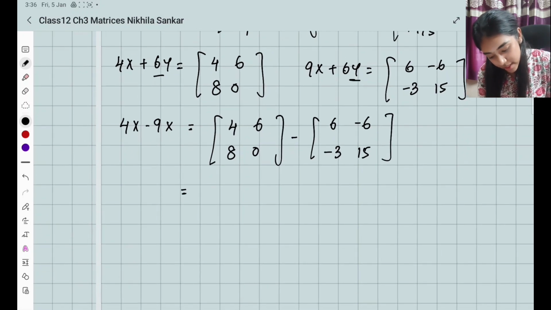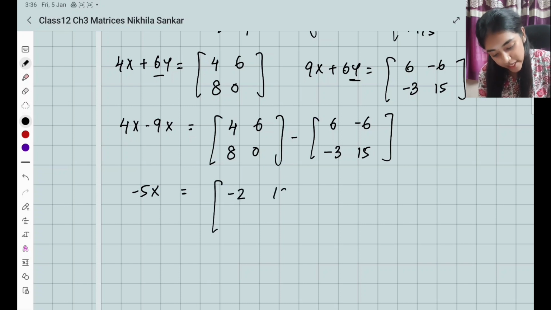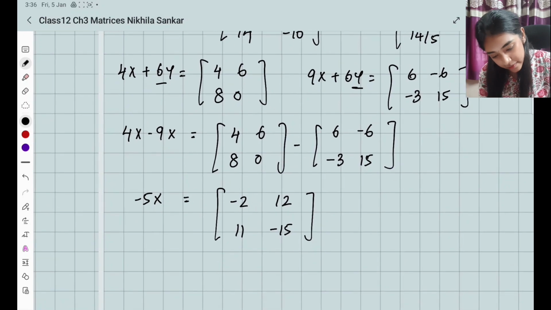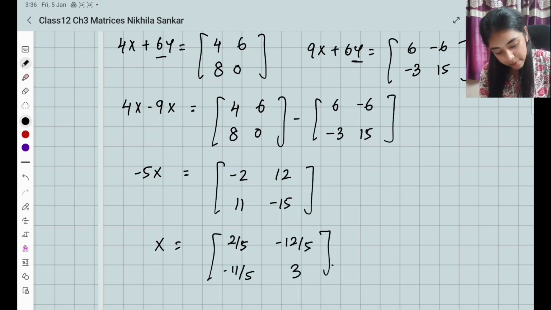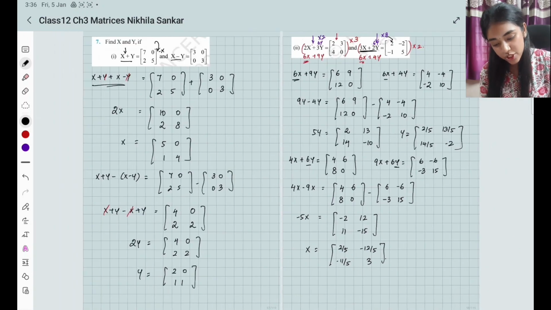So, when I subtract, I will have minus 5x. And here I have 4 minus 6 is minus 2, 6 minus of minus 6 is 12, 8 minus of minus 3 is 11, 0 minus 15 is going to be minus 15. So, from this, x equals, dividing by minus 5, I have 2 by 5, minus 12 by 5, minus 11 by 5, 15 by 5 is going to be 3. Okay, so the x and y values are found. Please copy.